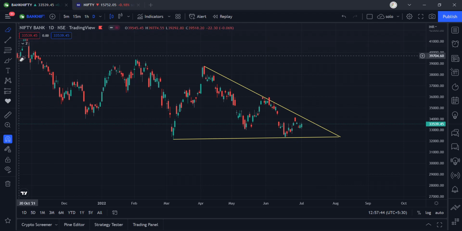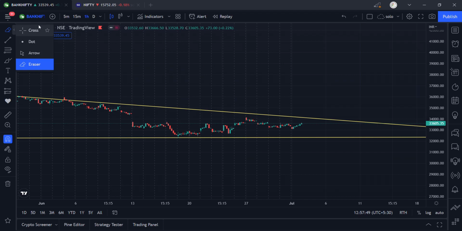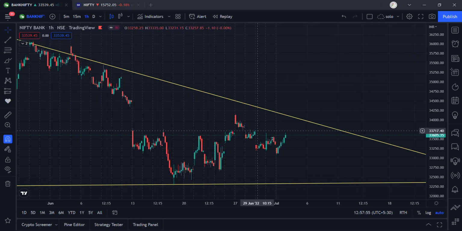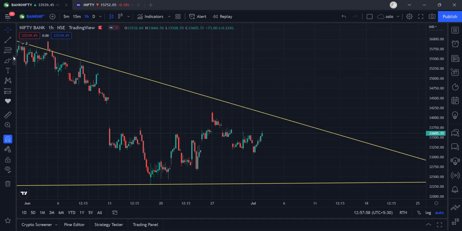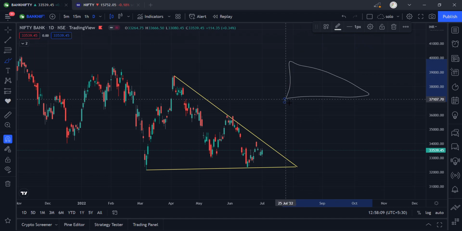Let me quickly jump into a 1 hour time frame. So now this is a 1 hour time frame in Bank Nifty. I want to draw a counter. Why I want to draw a counter is, as we already know, this is a triangle. Market moves here, it will get rejected here and moves down. If it is here, it will be getting rejected here and moves up. If it is here, then it will definitely get rejected here and move down.